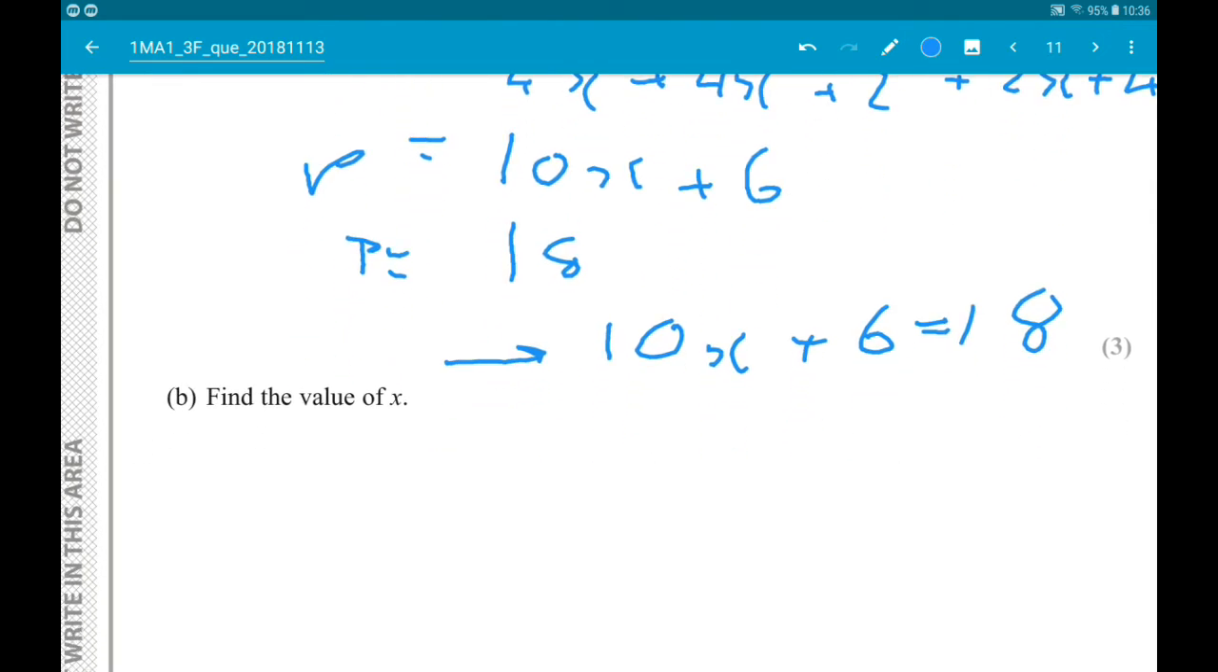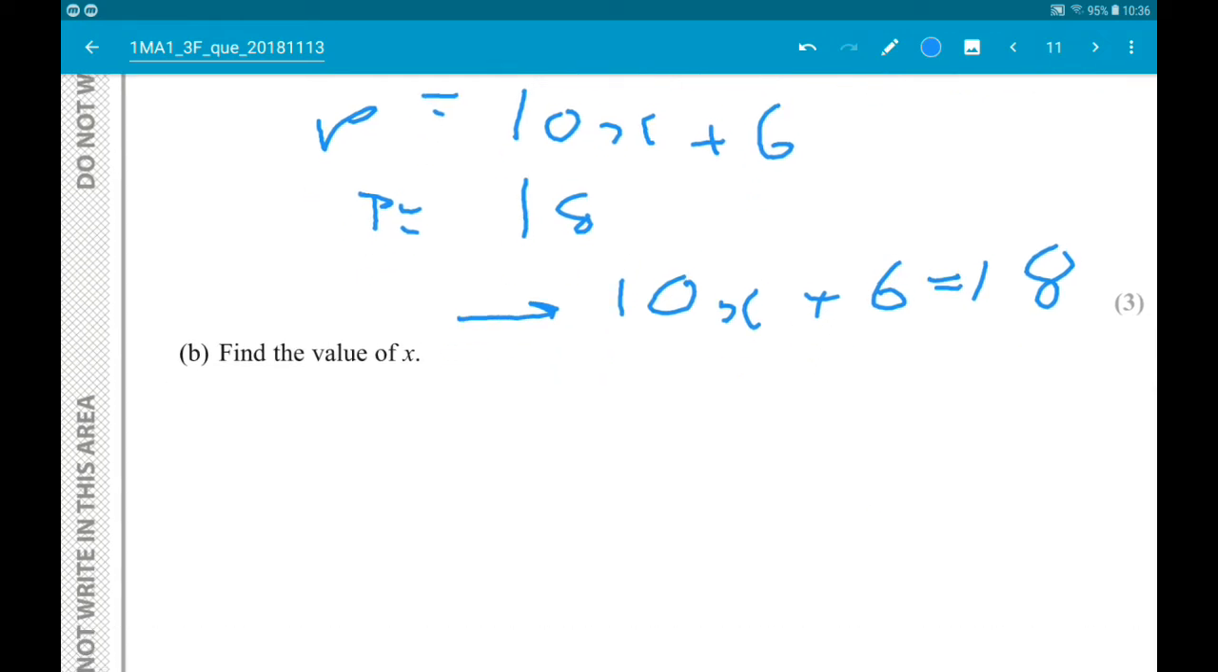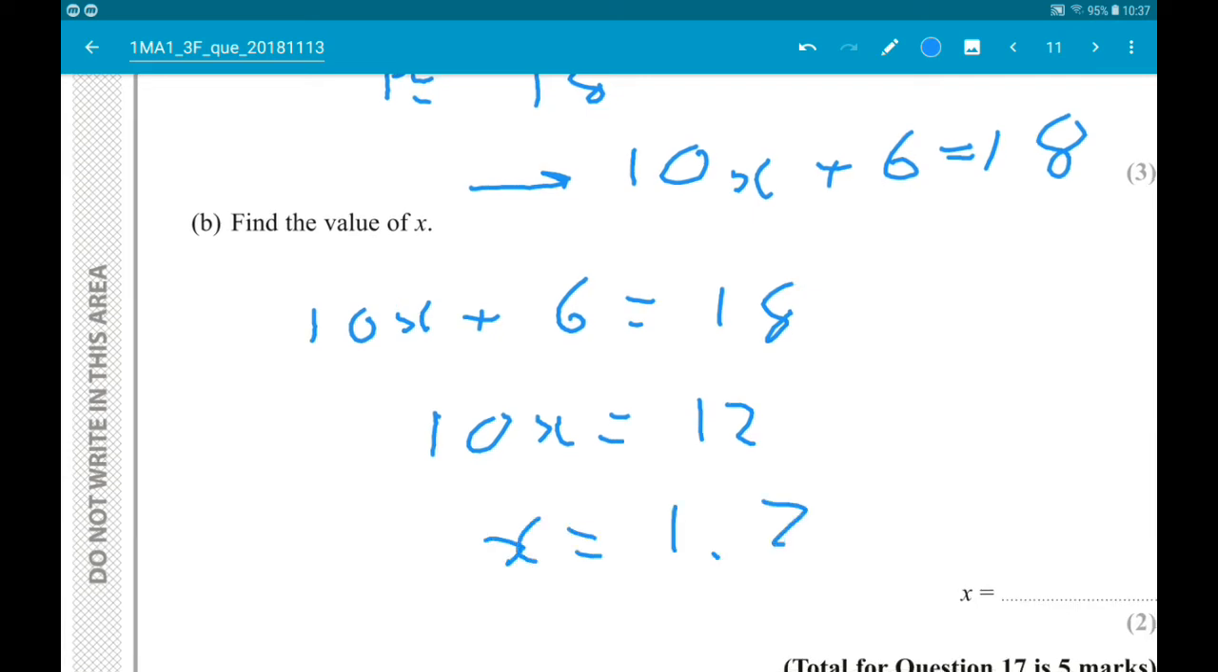Given part B, of course we want to find the value of x. So we've formed the equation, now we want to solve it. So 10x add 6 is equal to 18. Take away the 6, 10x is equal to 12. And then divide by 10, x is 1.2. Cool.